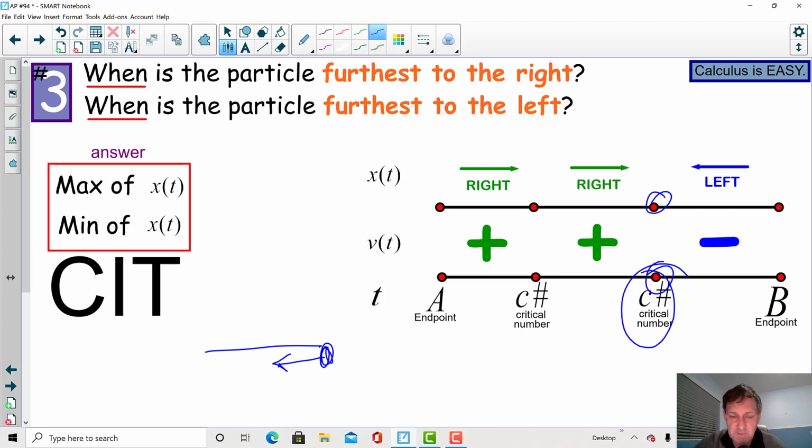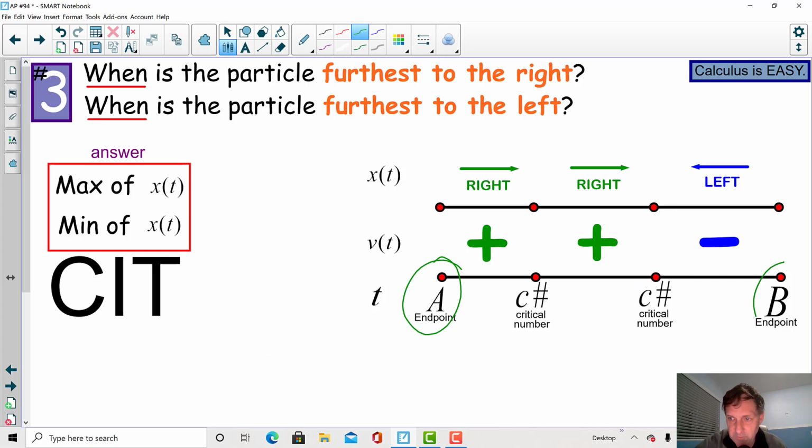When are you furthest to the left? Well, that's going to take a little bit more investigation. It could be at the beginning before you start going right, or it could be at the very end because we don't know how far left you went. Maybe you went really far to the left. So when is the particle furthest to the left? Well, it'd have to be at one of these 2 endpoints.